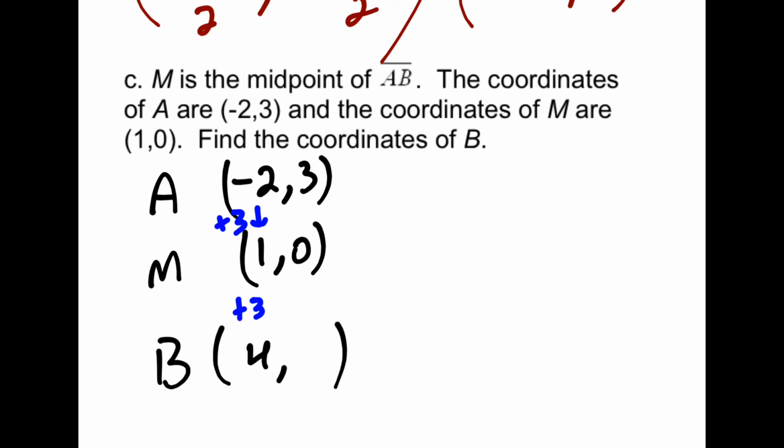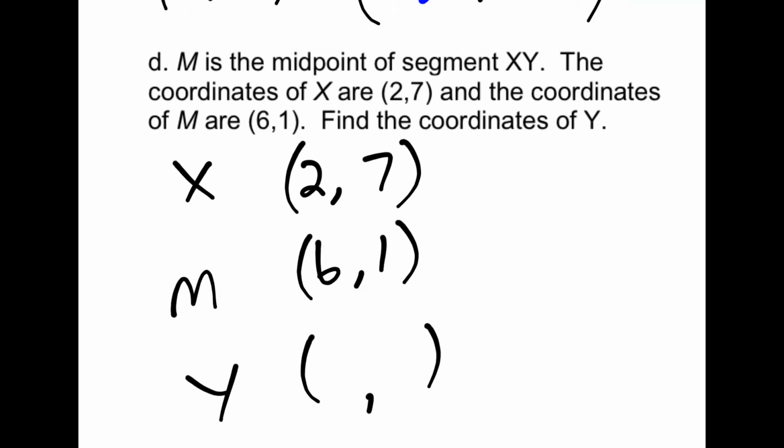If we do the same thing for the y, turns out we subtracted 3. So let's subtract 3 again. And the coordinate for B is 4, negative 3. D is very similar. They give us x in the midpoint, find y. So we went plus 4 and minus 6, so we'll follow that pattern. And we end up at 10, negative 5 for y.